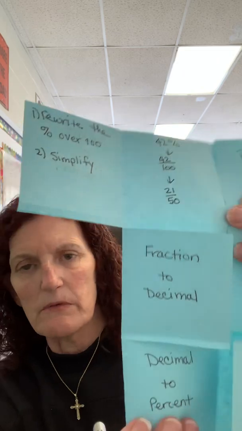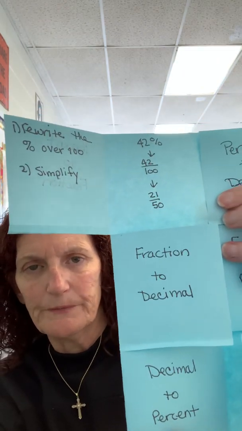The example of that would be 42%. Would then go to 42 over 100, which would then go to 21 over 50. And you would write that down on your foldable.